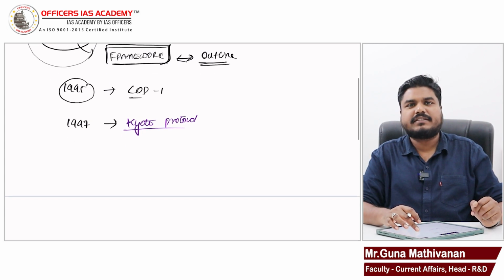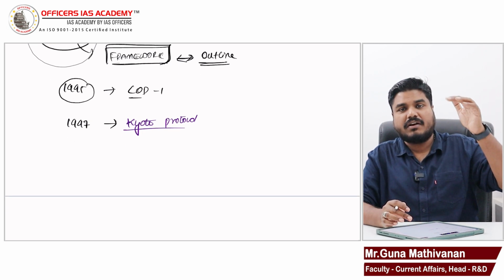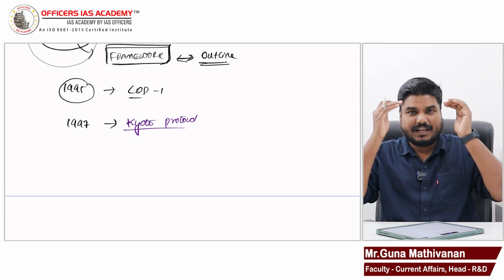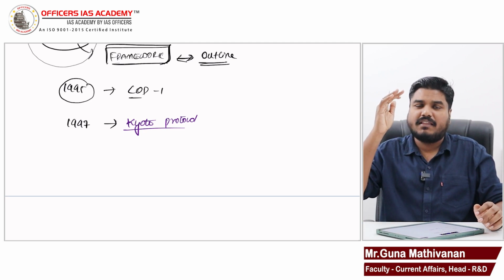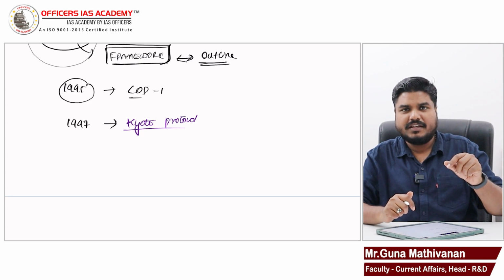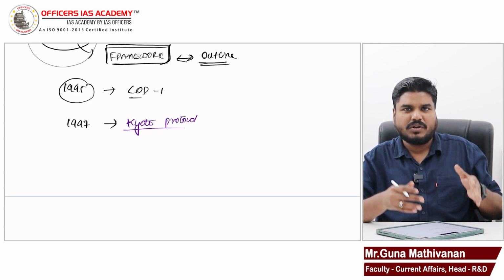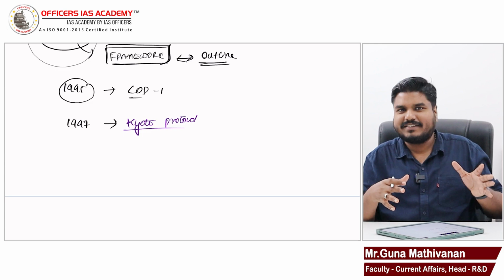This Kyoto Protocol is setting up an emission limit on developed countries. It is keeping a limit target and that has to be achieved. This is the Kyoto Protocol. You would have heard about the Kyoto Protocol. Now I hope you are able to locate where this Kyoto Protocol actually is.